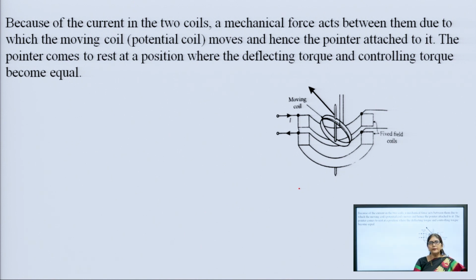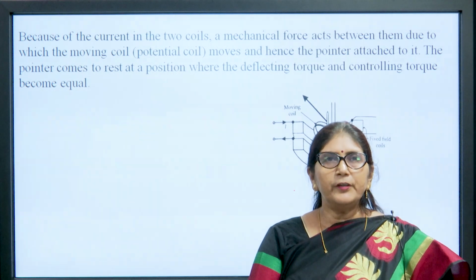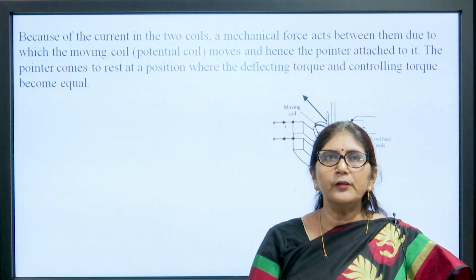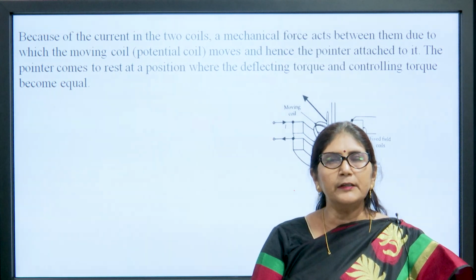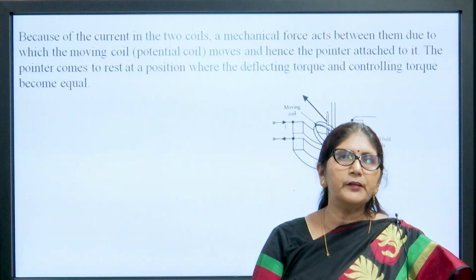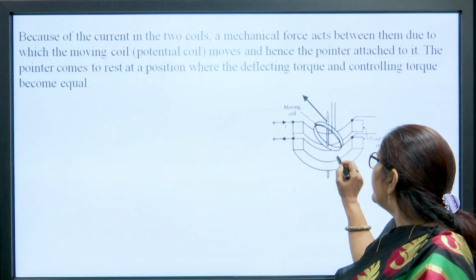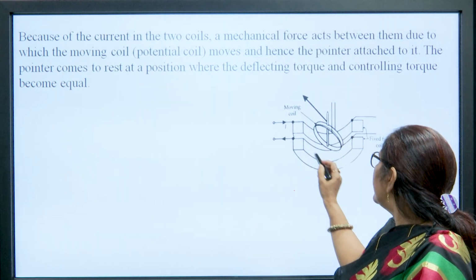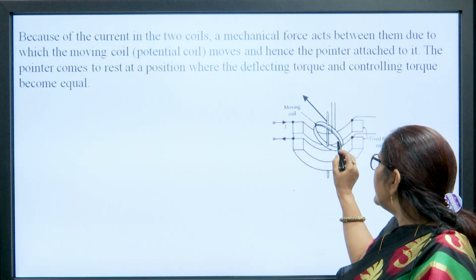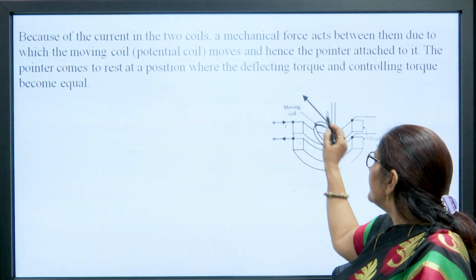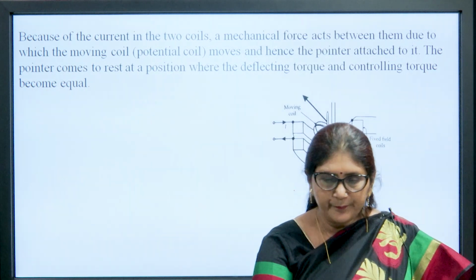Now, because of the current in the two coils, a mechanical force acts between them, due to which the moving coil, that is the potential coil, moves, and hence the pointer attached to it also moves. The pointer comes to rest at a position where the deflection torque is balanced by the controlling torque. So, this is the structural view of this instrument. Here we can see these are the two magnets, and in between them the current coil is placed, and the moving coil is placed, and the moving coil is also connected with the pointer.